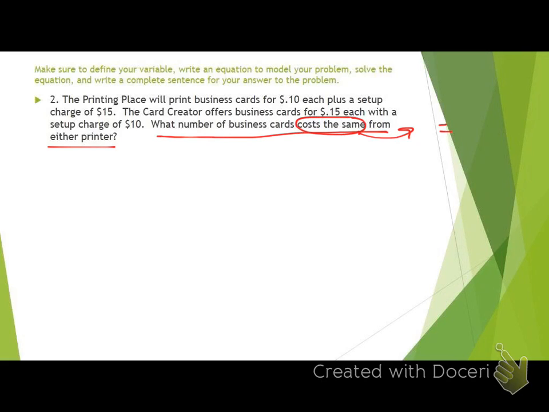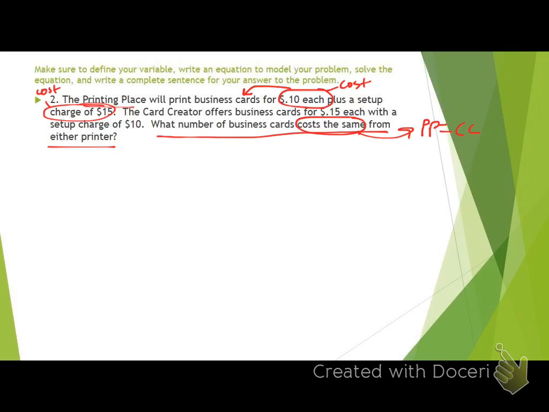So we want the costs from each place. The printer place and the card creator needs to be the same. So I'm going to make that note off in the margin, right? I want those to be equal. Okay. So now we want our important values. Well, there's 10 cents each, 10 cents for each card, and that's from the printing place. That's the first place, right? And then there's a setup charge of $15. Okay? So this is a cost, and this is a cost from the same place. So maybe we need to add those together, right?